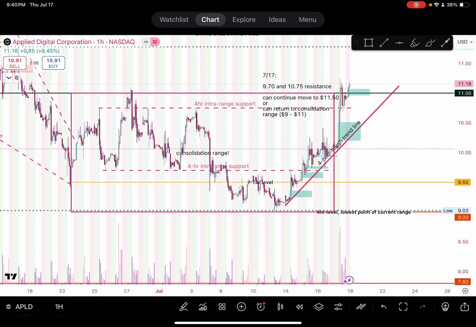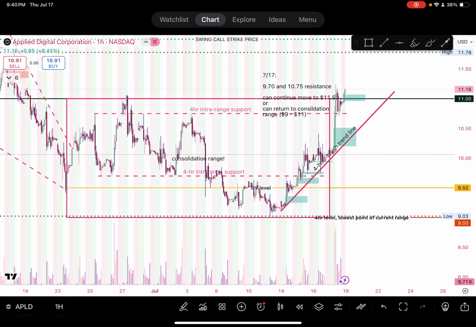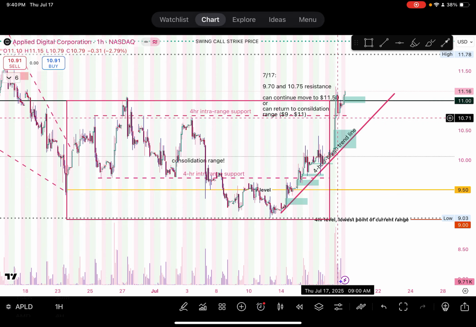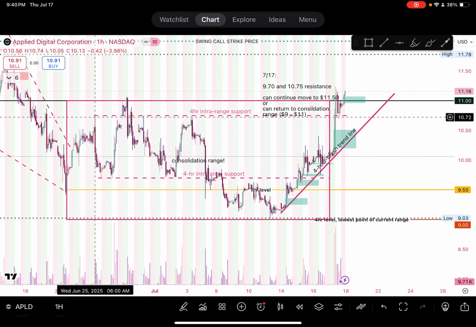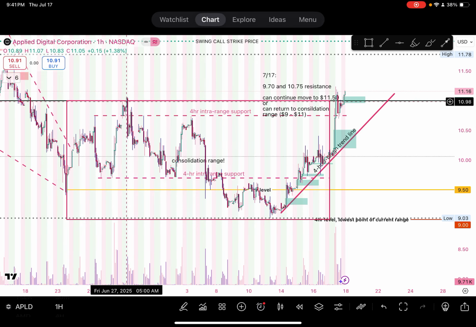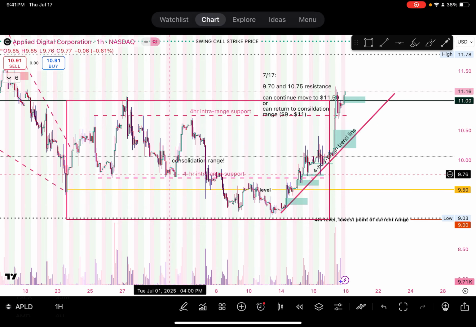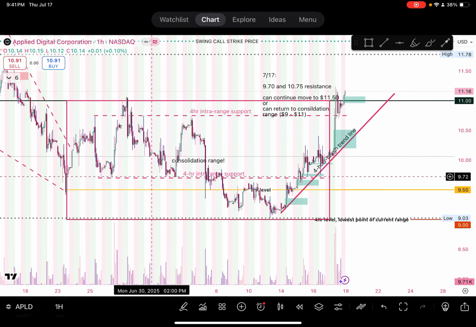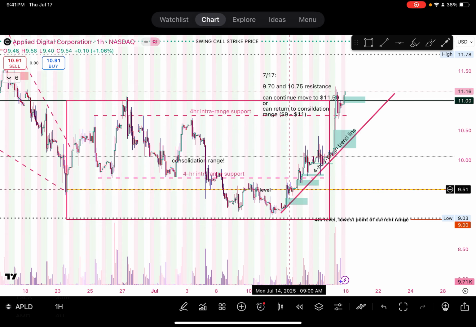I also wanted to have intra-range support. Well, this intra-range just turned into support today. But before it was resistance. We can see we couldn't really get above it. We got a little bit above it, but it really causes these giant pushes down. And this was support until it became resistance, and then now it's back to being support.